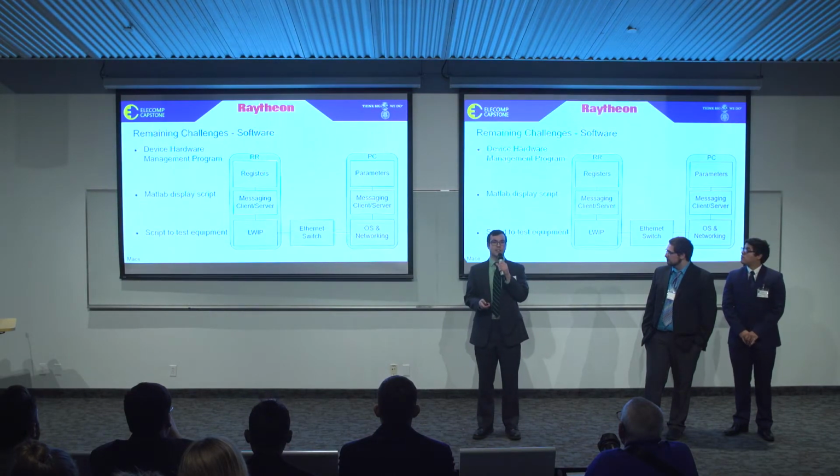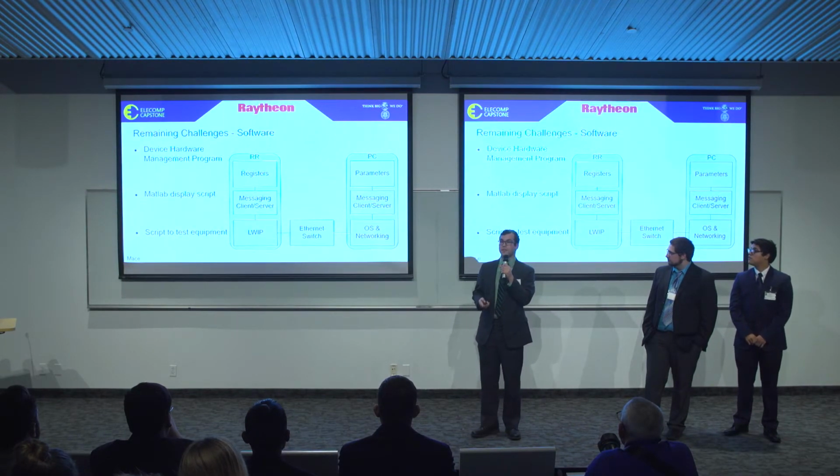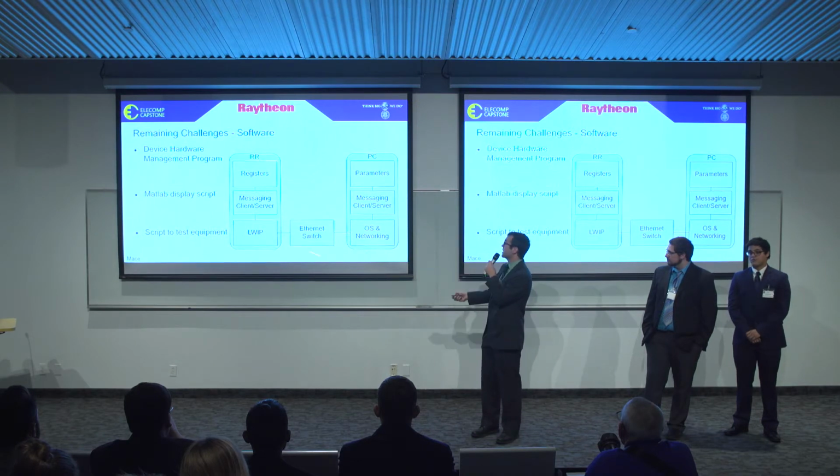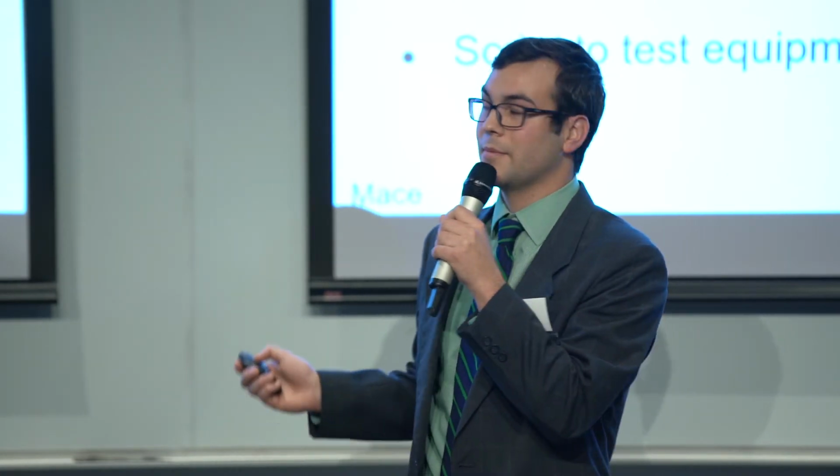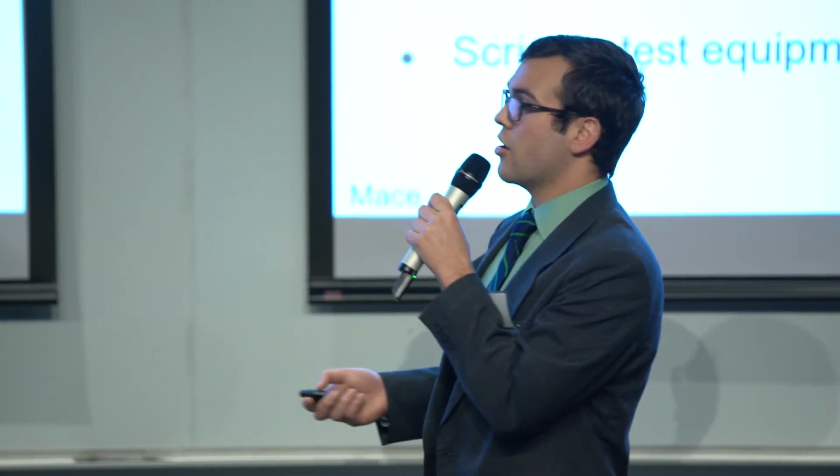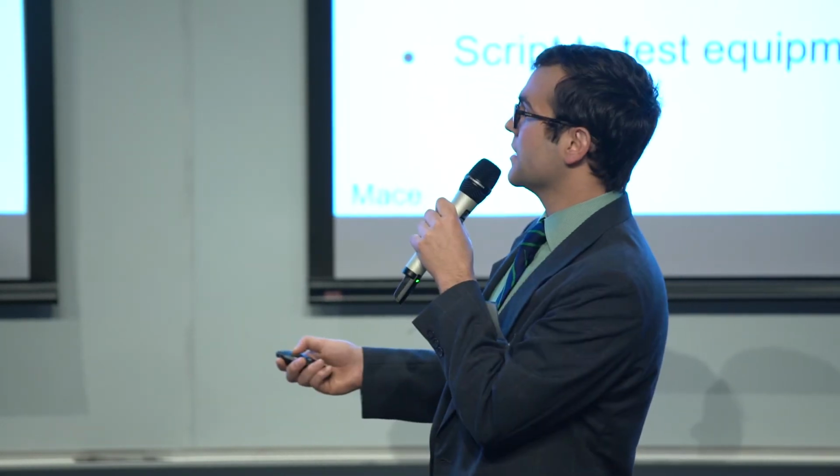For our remaining challenges on the software end, we need to create a script that facilitates communication between our PC and our FPGA. The PC needs to be able to send a configuration file over the gigabit Ethernet cable to the FPGA for initialization and setup. The FPGA also needs the ability to send packetized data samples back over the Ethernet switch to the PC, where we need to create a separate script in MATLAB which will read in this data and display it for the user.